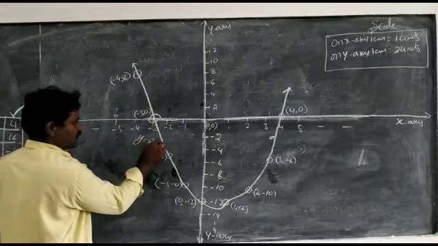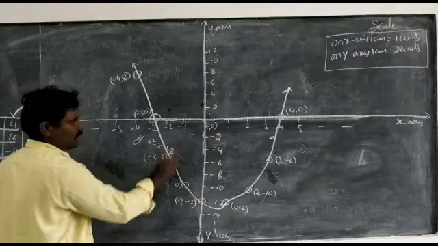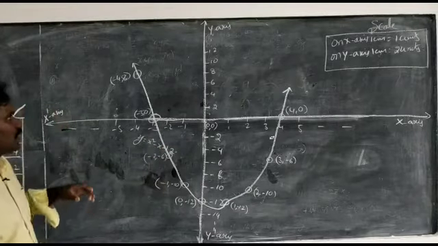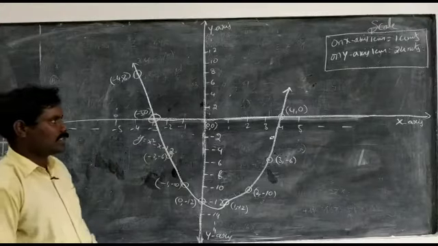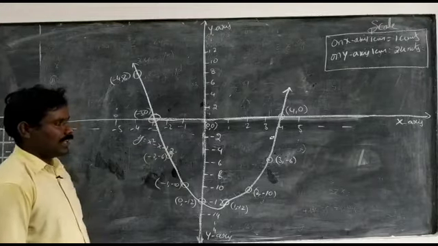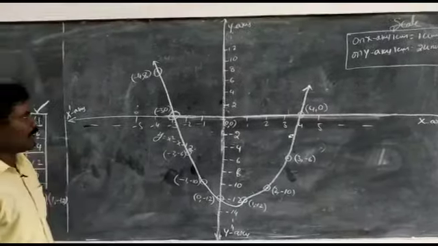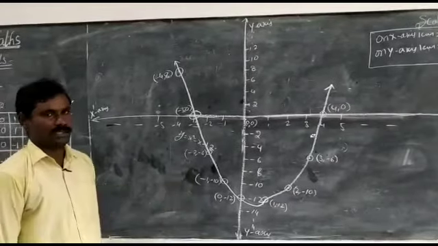y is equal to x square minus x minus 12. This is the parabola we get for x square minus x minus 12. Okay, like this we can complete the graph, and we have 3 more problems in the textbook. You can do those 3 also.